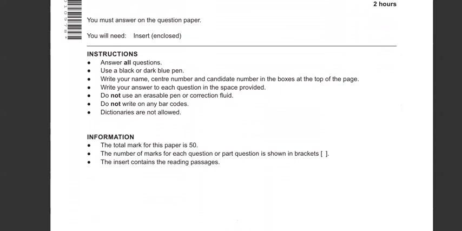The second point says to use a black or a dark blue pen, that you are only allowed to use a black or a dark blue pen. You are not at all allowed to use pencils to record your answers.